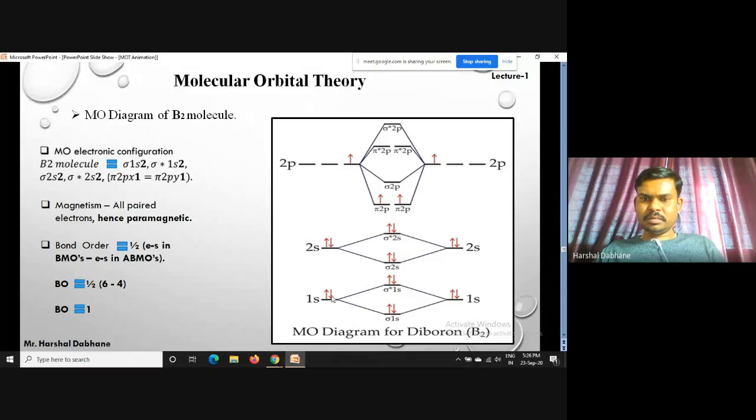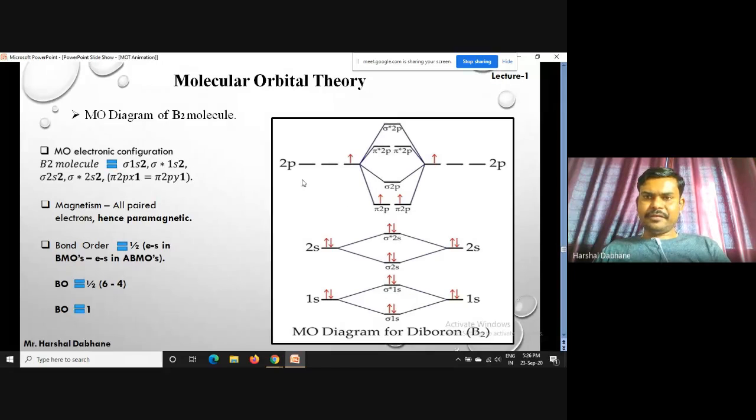By the combination of the 1s orbitals, we get two molecular orbitals: sigma 1s and sigma star 1s. Another set is from the combination of 2s, so we get sigma 2s and sigma star 2s.